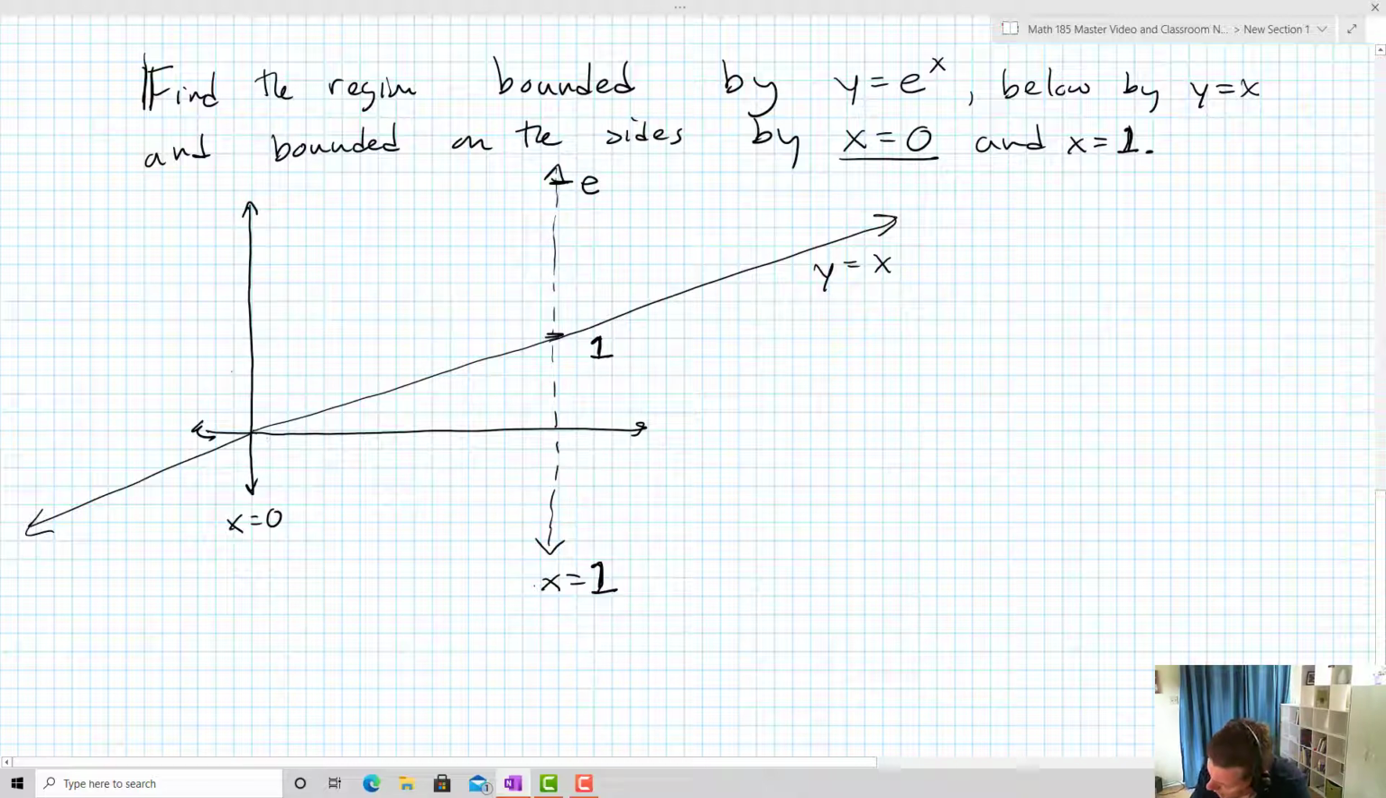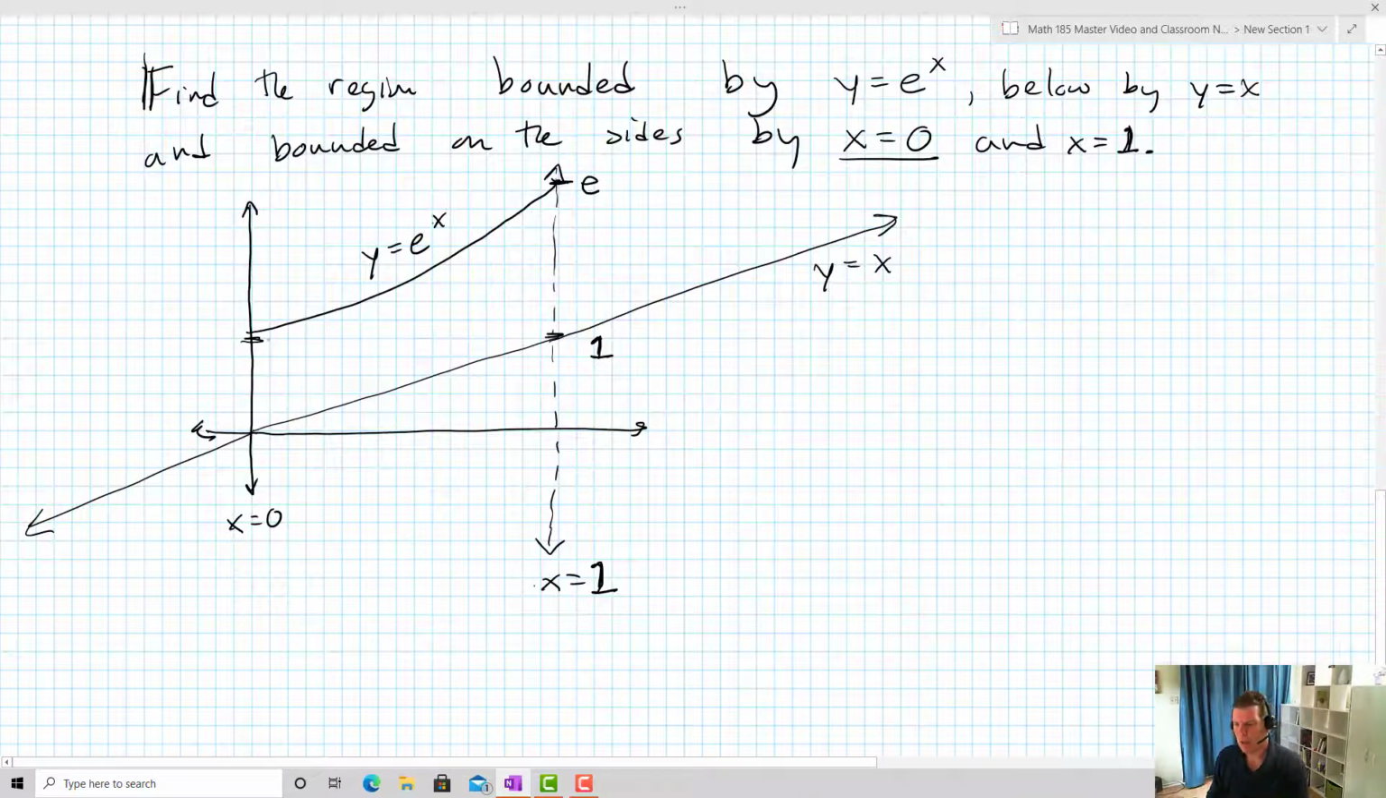And so consequently, here is e to the x. Y equals e to the x in that region. All right, so on the left-hand side, we've got x equals 0. On the right-hand side, we've got x equals 1. We've got the line y equals x on the bottom, and here's y equals e to the x. And all we're really concerned with is that area in between those two bounds. We're only concerned with this area right in here.